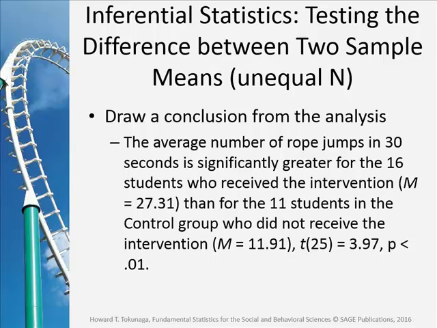The average number of rope jumps in 30 seconds is significantly greater for the 16 students who received the intervention than for the 11 students in the control group who did not receive the intervention.